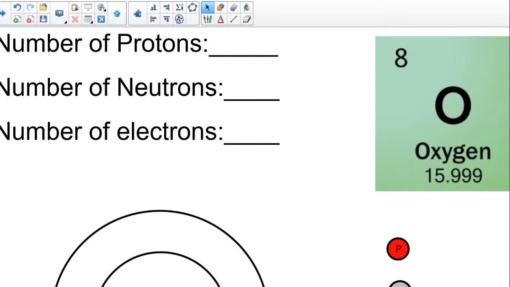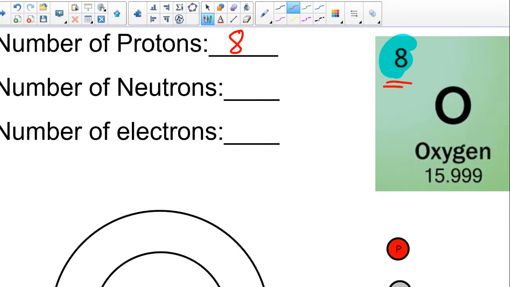So let's look at this example here, this oxygen. There's an 8 in the top right-hand corner, and what did that represent again? It represented the number of protons. So the number of protons is 8. How many neutrons are there? Well, remember that protons plus neutrons has to equal 16. Well, 8 plus 8 gives me 16. So how many electrons do I need? Well, in order to keep this thing neutral, I would need to have 8 electrons.